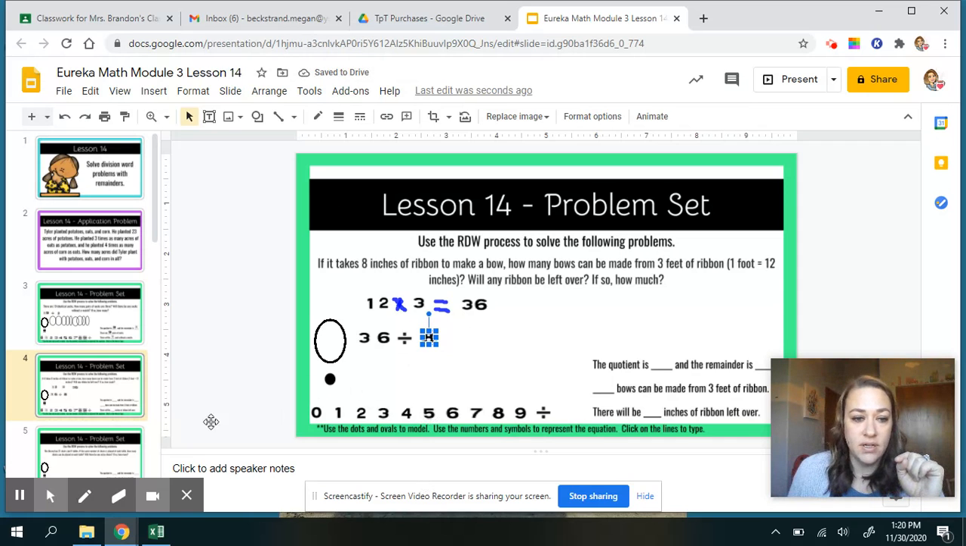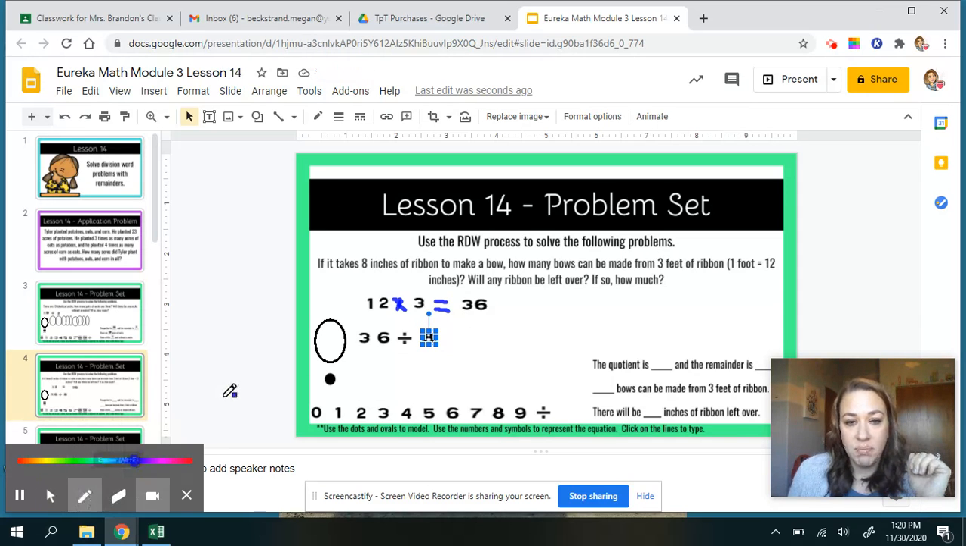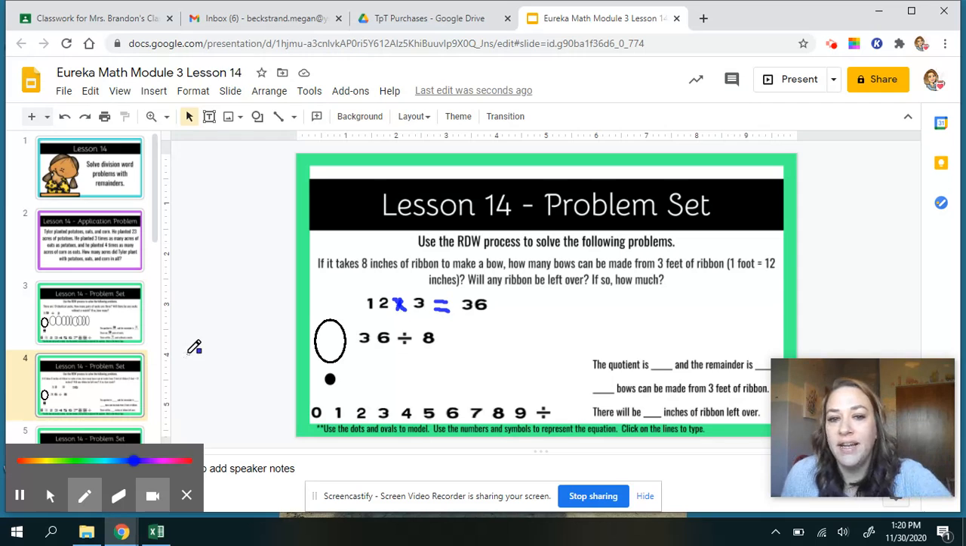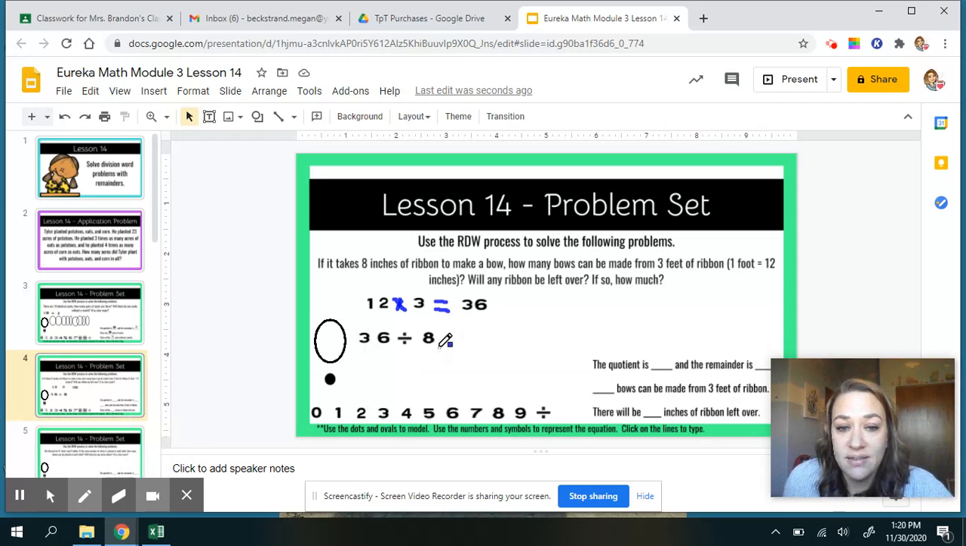Okay, so we're going to use our dots. I'm going to use my pen, and I'm going to make my groups a little more spacious. As we saw last time, it was a little bit more complicated. All right, so I have groups of 8, and I have a total of 36. So how many groups of 8 can I make if I have 36 inches? So here we go. I'm going to make groups of 8 counting up to 36.